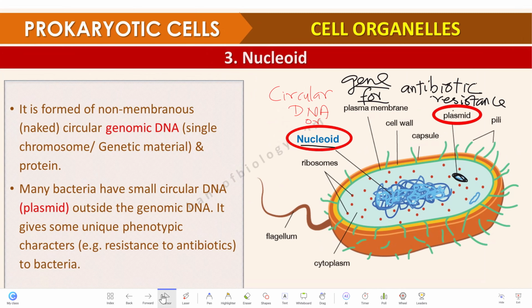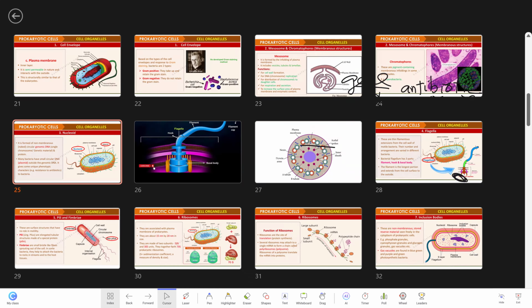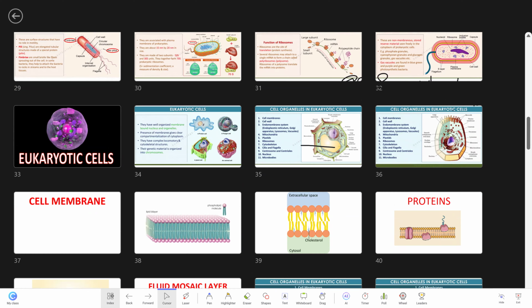What's a small ring of DNA? Plasmid. What do you find on plasmid? Antibiotic resistant genes. Okay. And what is mesosome? Infolding of the membrane. Why is it folded inside? Say one advantage of this.